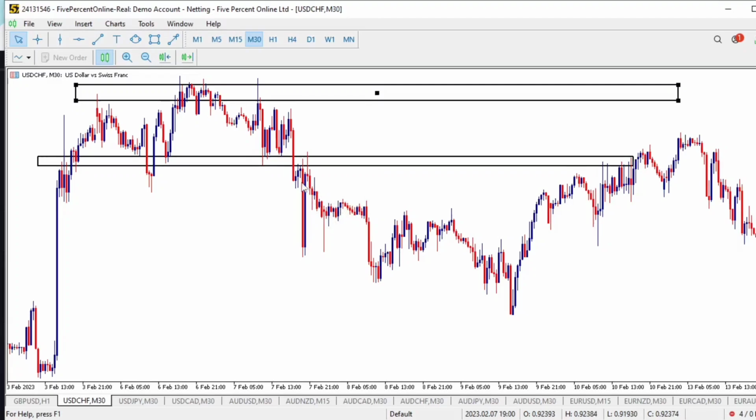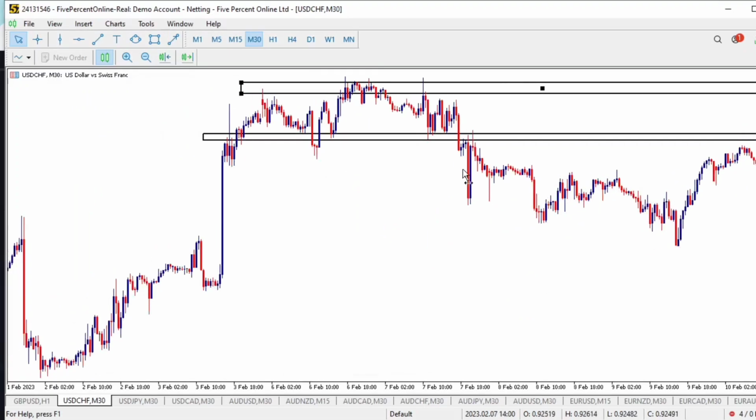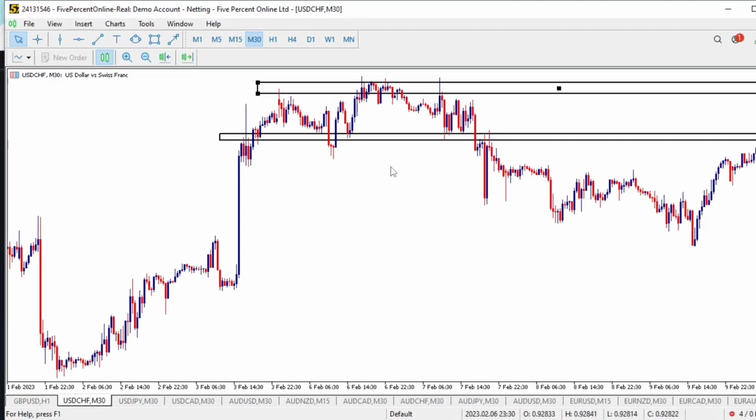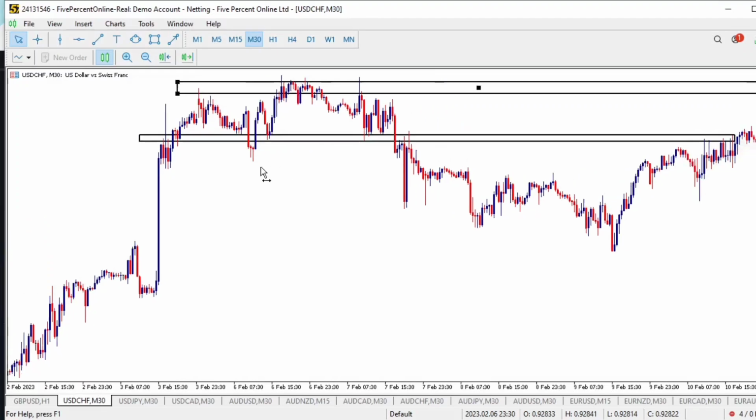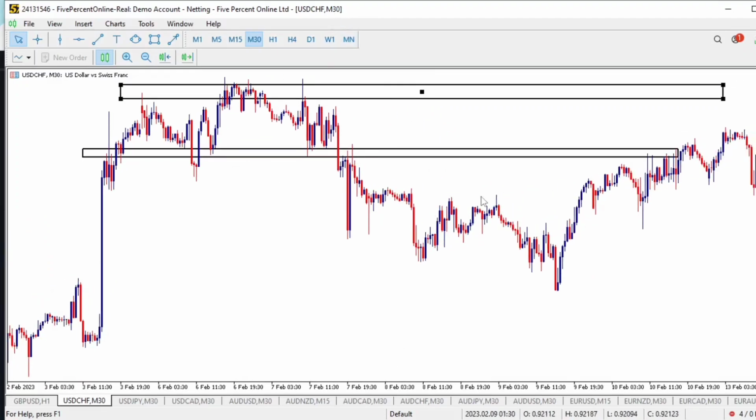So now, immediately this support level broke, it became resistance. The same principle that is applied to the bullish market is also applied to this bearish market, this particular level. Now, once it breaks and retests, it forms resistance. Okay, let's do another example.